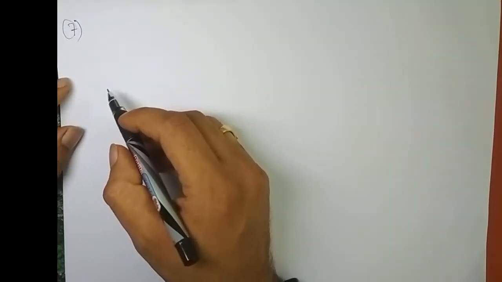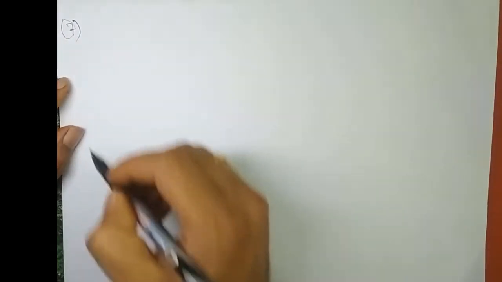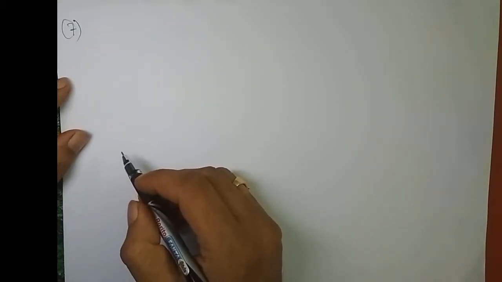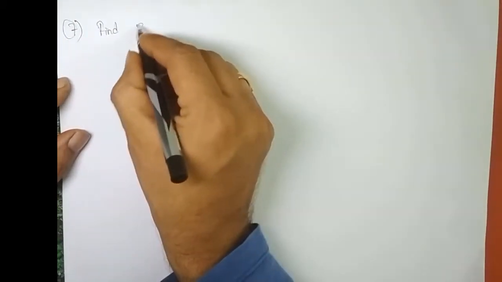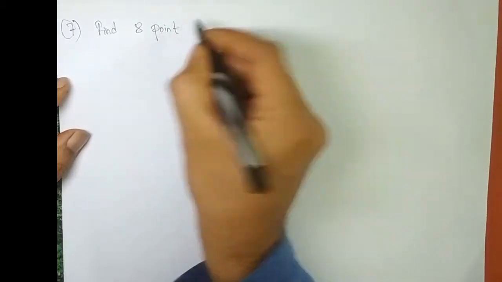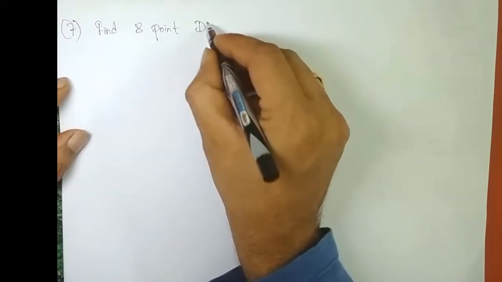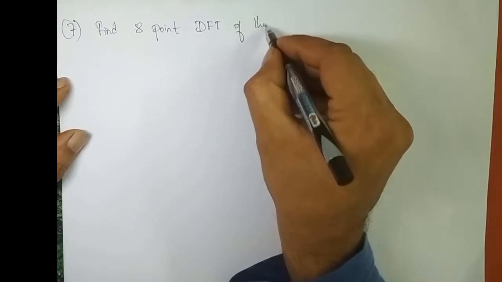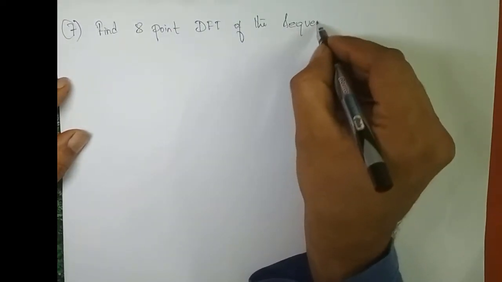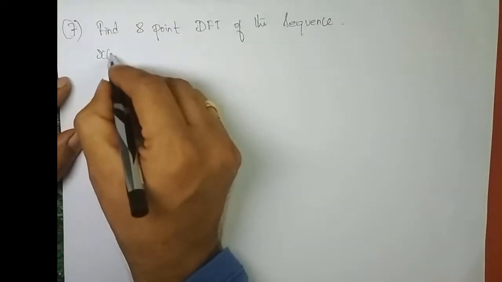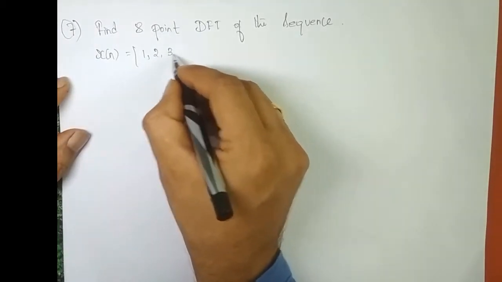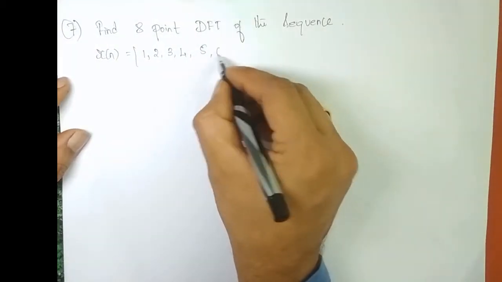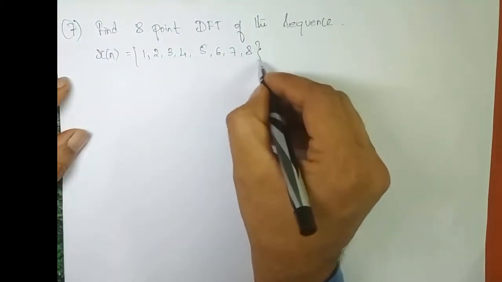Hey guys, we shall take up a problem on finding 8-point DFT. So far we have found 2-point DFT and 4-point DFT. We'll take up one problem to find an 8-point DFT. The problem is: find the 8-point DFT of the sequence x of n is equal to 1, 2, 3, 4, 5, 6, 7, 8.